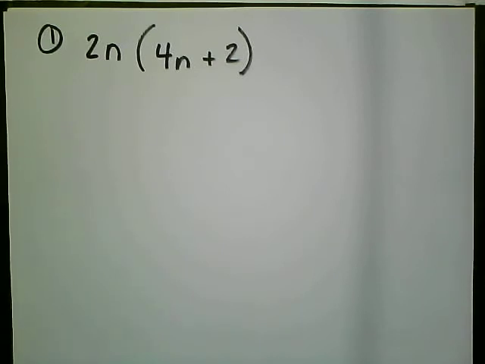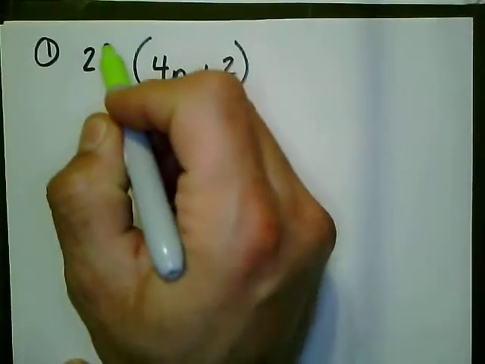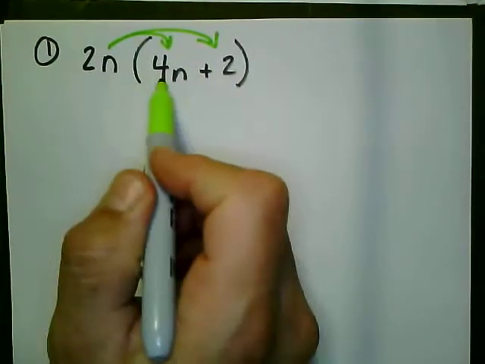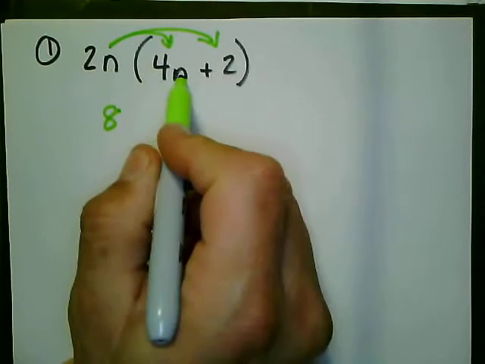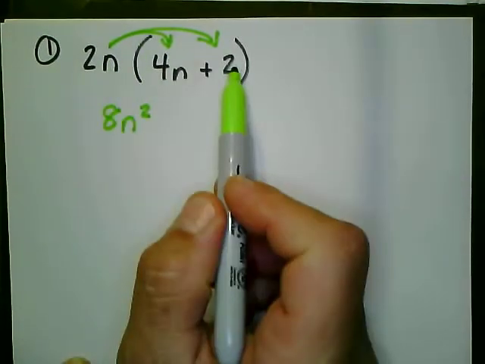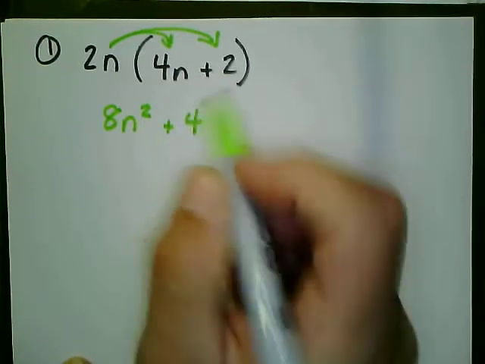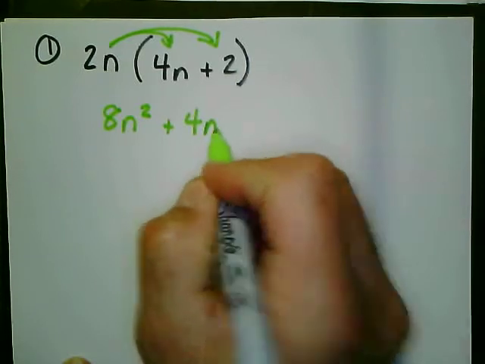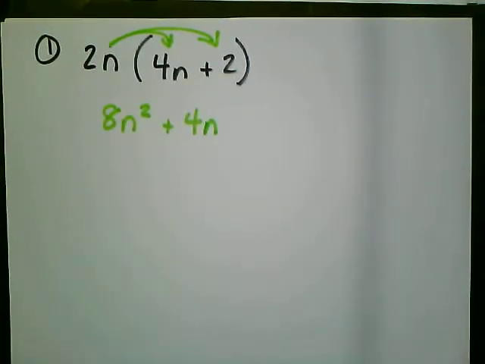All right, so let's take a look at this. This is distribute. Remember this? We're just going to distribute this amount to each piece on the inside. So 2 times 4 is 8. There's 1 n, 2 n, so we put n squared. Then it's 2 times 2, which is 4. There's 1 n, and all the way over here there's no n, so 1 plus 0 is just 1. And that's it. That's all you have to do for that.